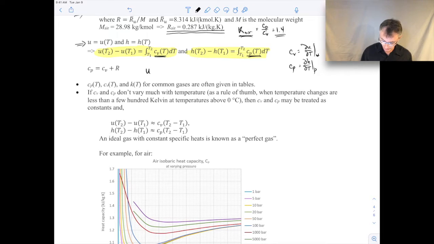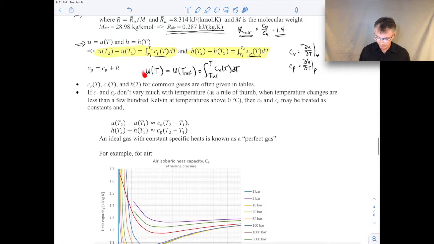So they've done something like this. Let me just write it down for you. And you can do the same thing for the specific enthalpy. So what they've done is they've chosen some reference value. It doesn't matter. It's an arbitrary point. We don't care about it. And the reason we don't care is because we never use the U at the temperature by itself. It's always a difference, right? We always deal with differences.